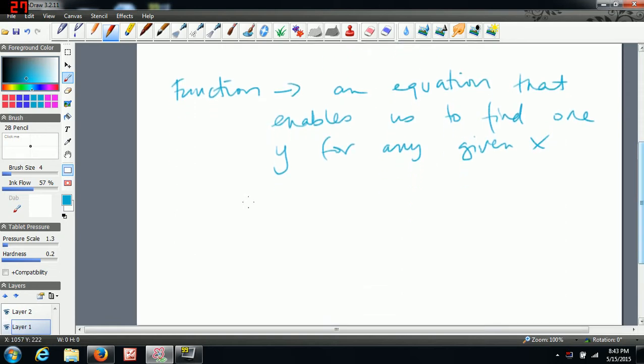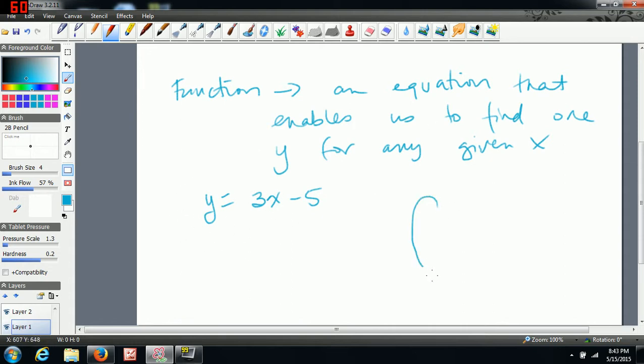So an example could be something like the following. If you have the equation y equals 3x minus 5, this is considered a function. And the reason for that is whenever we plug in different values for x, we get different values for y.